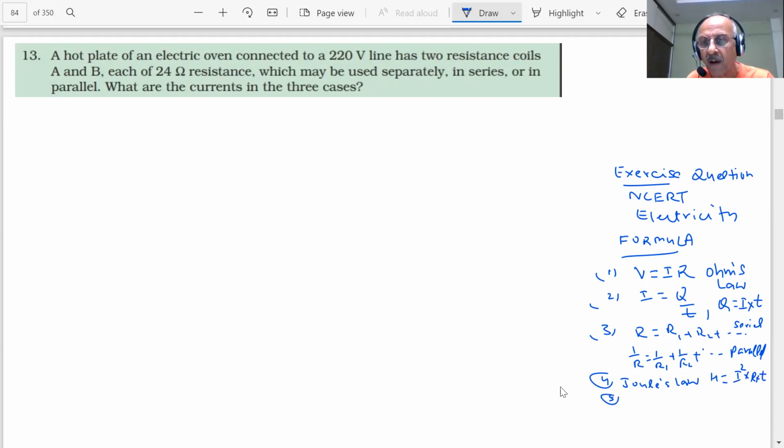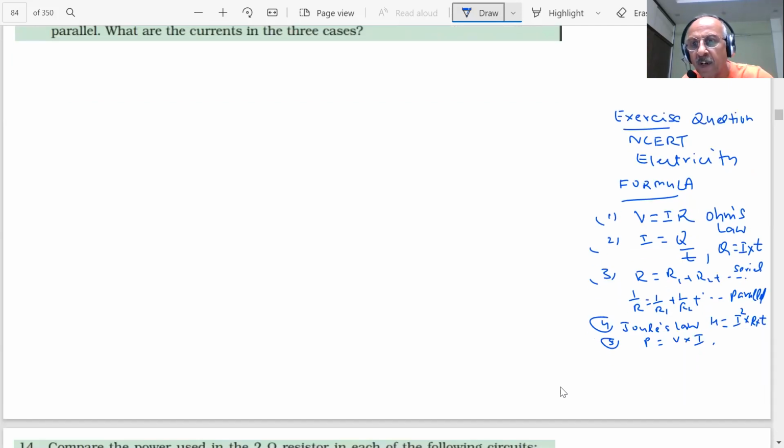Then we talked of power. What is the formula of power, students? V into I. And we can derive different formulas from power based on this. What do we call the commercial unit of electricity? Electrical energy is P into T, and we talked of the kilowatt hour, students, which is the commercial unit of electricity, which we call 1 unit. So all these formulas are important, important, important.